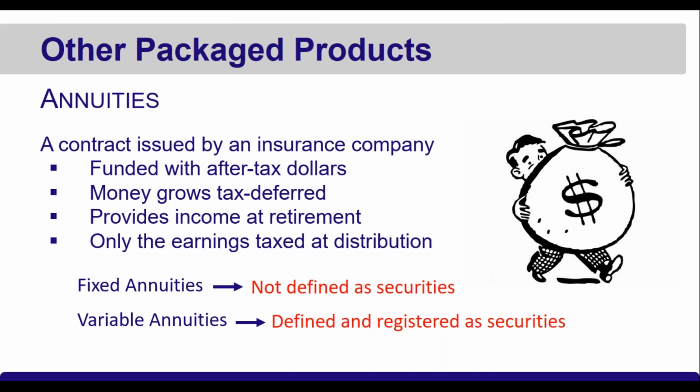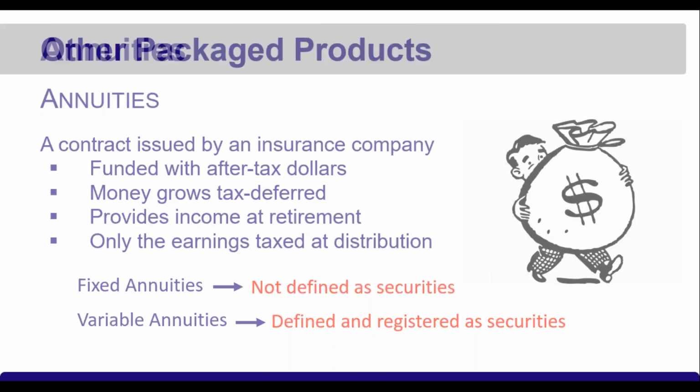All right, fixed annuities. The insurance company guarantees a return. So if you have guaranteed returns, that is not a security. But a variable annuity, the insurance company is going to let you pick and choose how you want to invest the money. Okay, and since you're in control of how to invest it, there is no guarantee about return. So you, the investor or the annuity holder, have the investment risk. And that's why a variable annuity is considered a security.